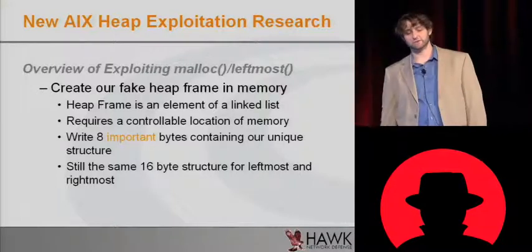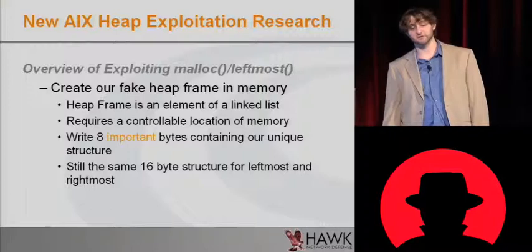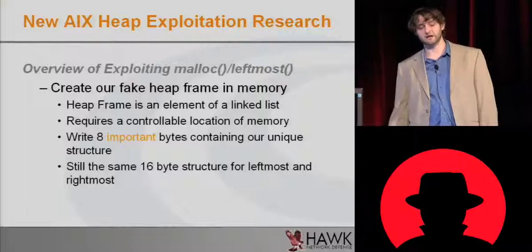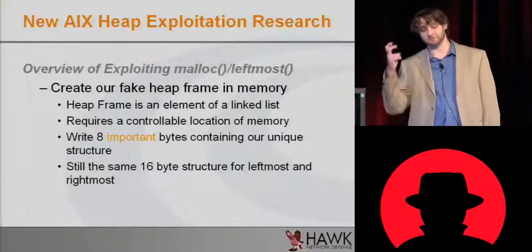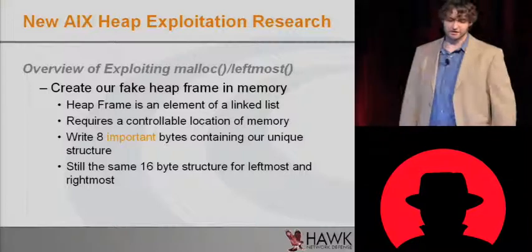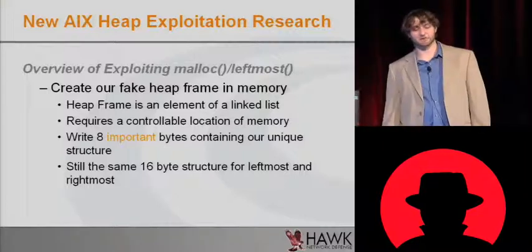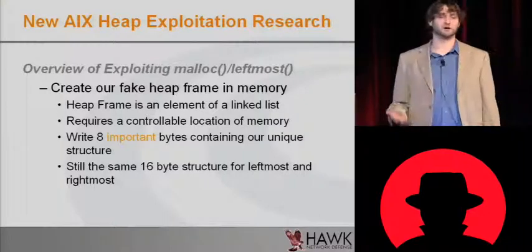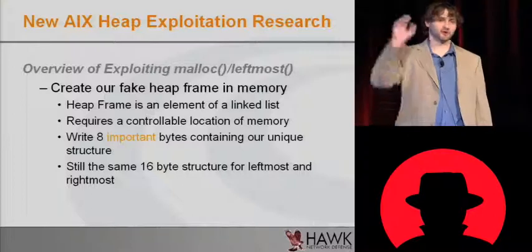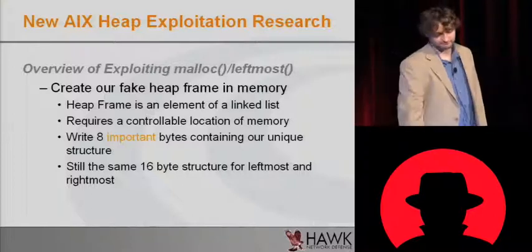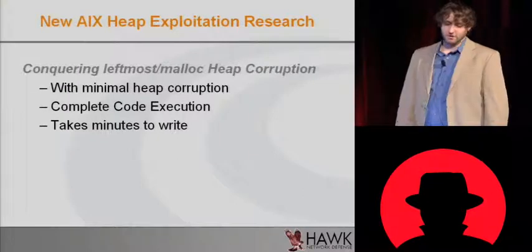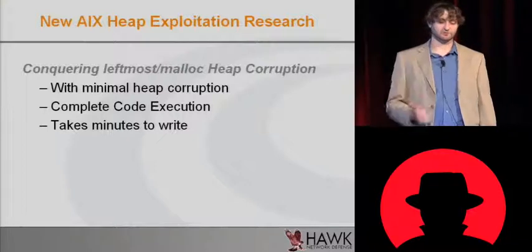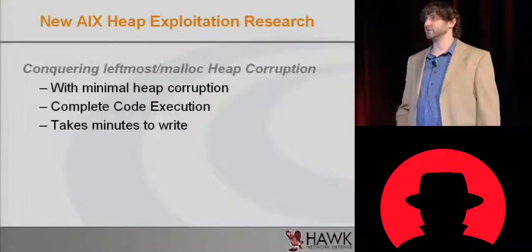When we created our heap frame in memory, once again, it's an element of a linked list. It does require a controllable location of memory. Writing 8 important bytes has to contain our unique structure. It's technically the same 16 bytes structure for leftmost and rightmost. However, we only need 8 bytes of it, so we don't care about the last half at all. A little bit of a review: with minimal heap corruption, we're able to take control of exactly what we're trying to do. It is complete code execution, and it takes only minutes to write.